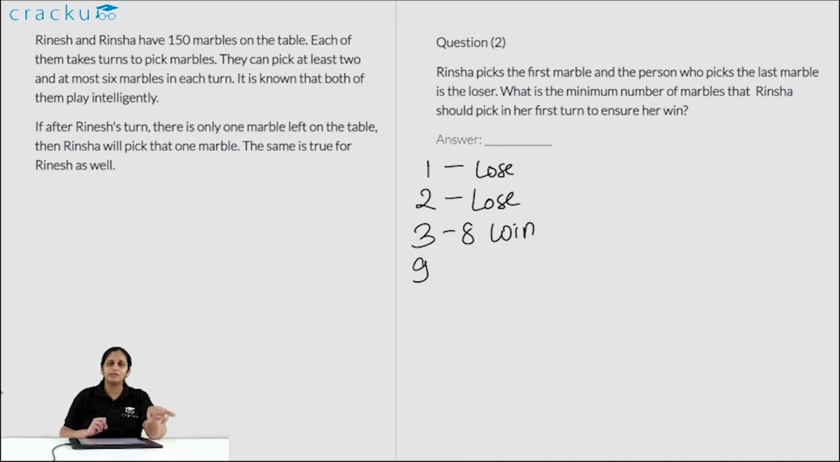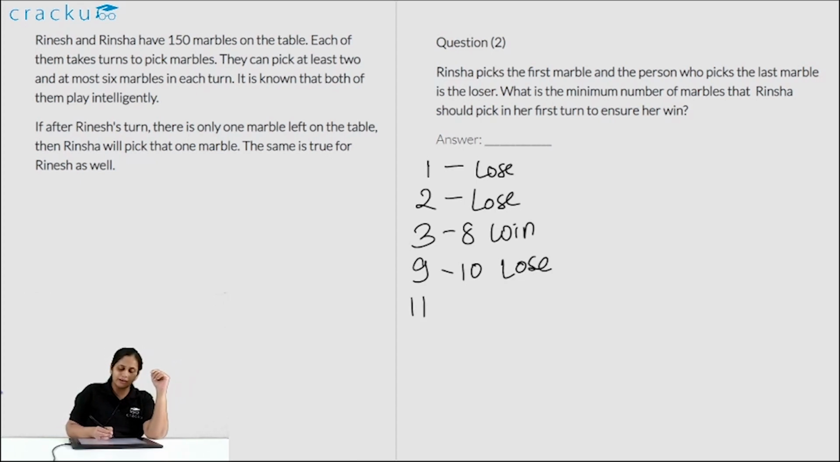So if you have 9 marbles on the table, no matter how many marbles you pick, you will leave your opponent in a winning position. So 9 is a must lose position. Similarly with 10, if you pick 2 marbles, you leave 8 on the table, which is a winning position. If you pick 6, you leave 4 on the table, which is a winning position. So 9 and 10 are both must lose positions.